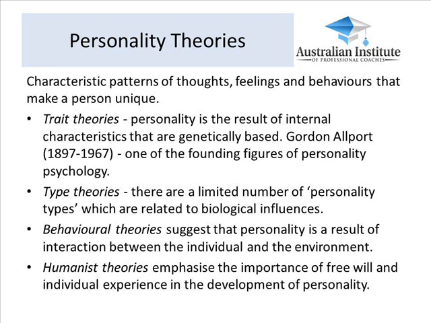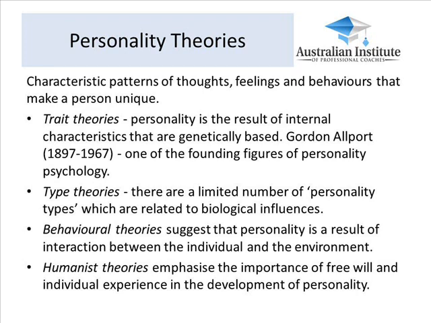Studies then moved into type theories, which proposed that there are a limited number of personality types which are related to biological influences. The Myers-Briggs Type Indicator is an example of a type theory. The types in the MBTI are extroverted, introverted, sensing, intuiting, thinking and feeling, judging, and perceiving.